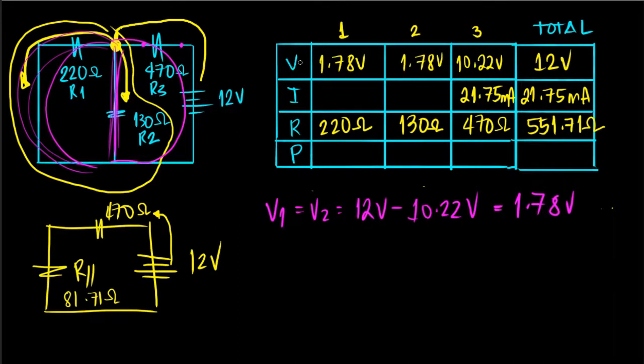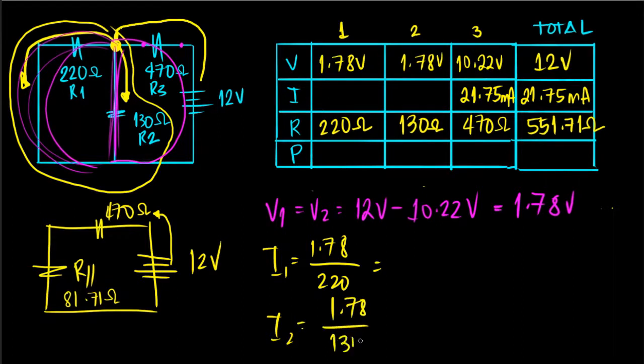And now you have V1, you have R1, so makakuha ka naman ay I1. So, ang V1 naton 1.78 over R1 na 220. Ang I2 naton 1.78 divided by 130. Okay, so sumahon na sila. 1.78 divided by 220.